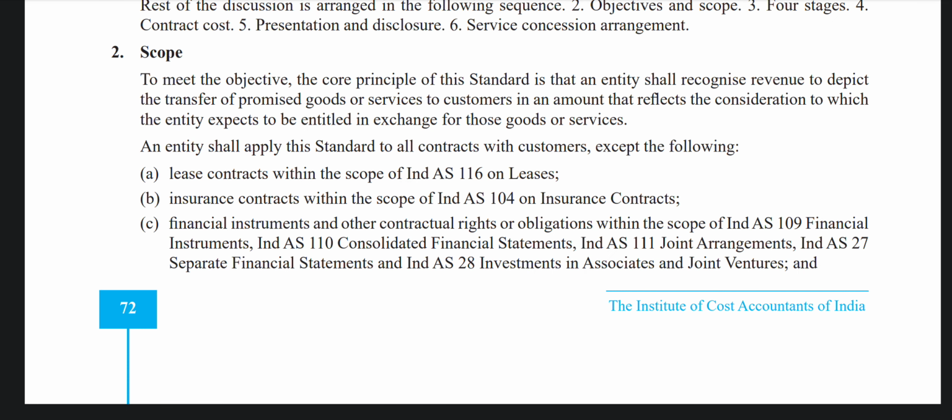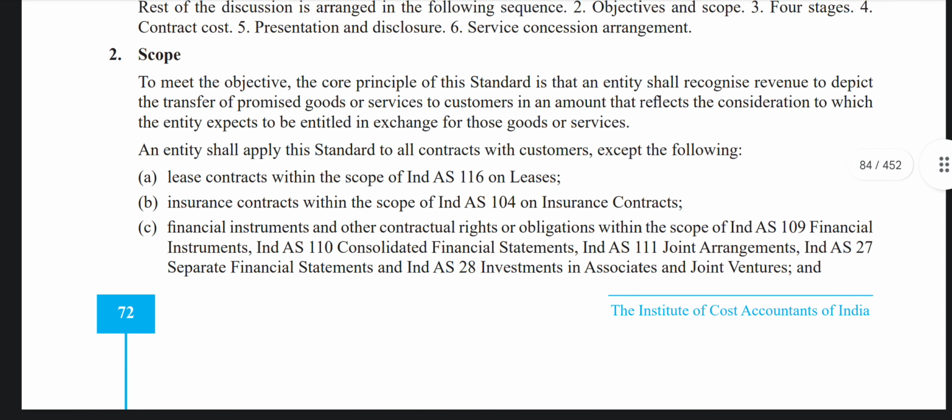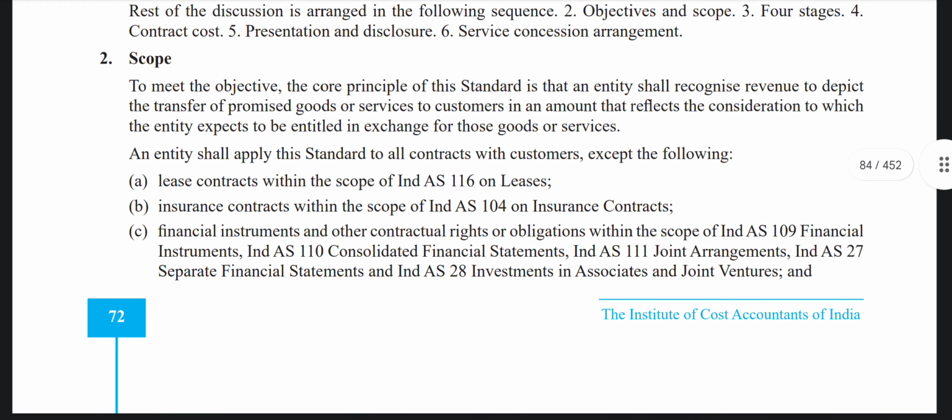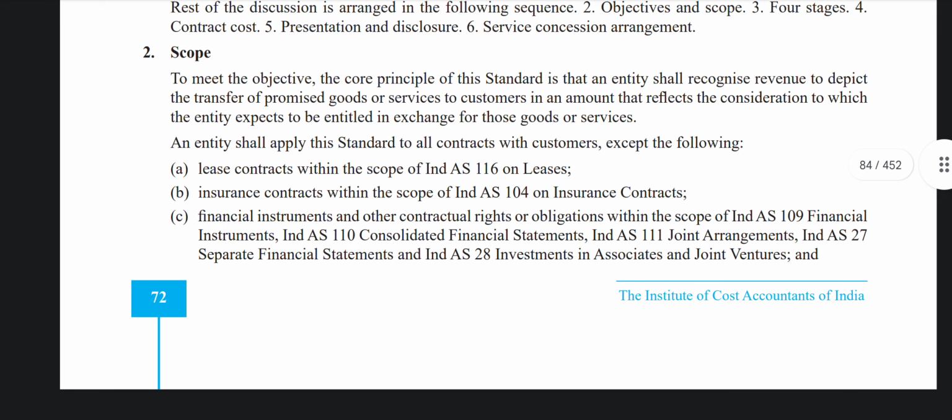First, the next topic is scope. To meet the objective, the core principle of this standard is that an entity shall recognize revenue to depict the transfer of promised goods or services to customers in an amount that reflects the consideration to which the entity expects to be entitled in exchange for the goods and services. Whatever the efforts, whatever the value additions put into the product, based upon the value addition the transaction price has to be fixed. Whether the performance obligation has been satisfied or not, and after that, how the price was fixed, is what they are saying.